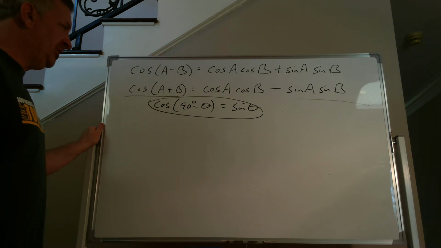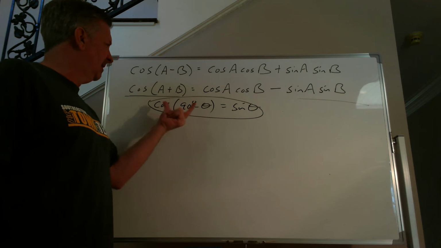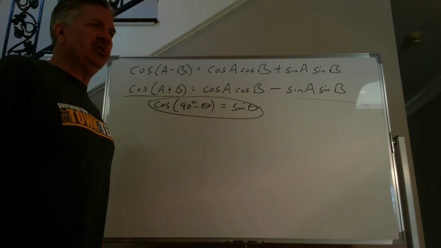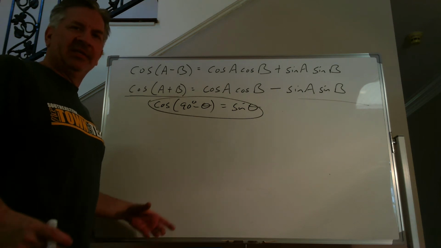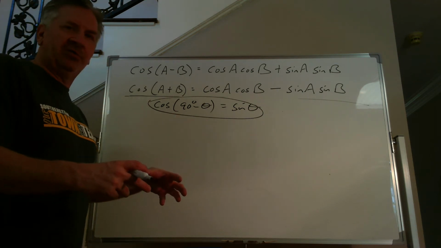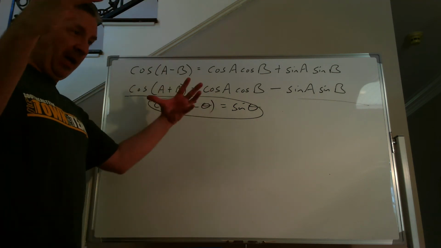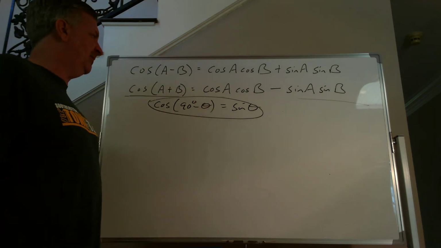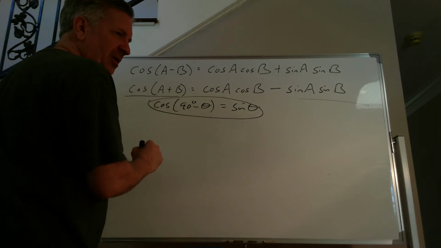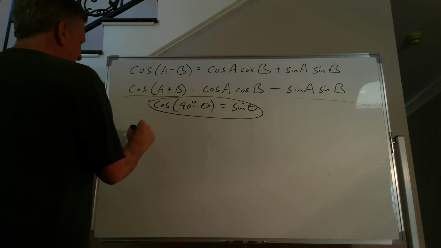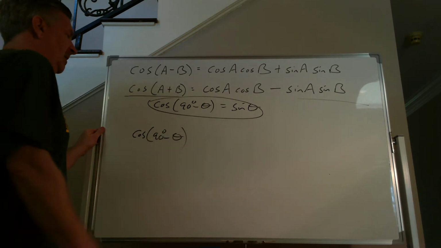So the standard procedure for showing something as an identity is you start on one side and work your way to the other using other things. Typically, I start on the more complicated side because it's easier to destruct than it is to construct. If you start with something simple, it's hard to build. You don't know what to do first. But if it's complicated, then you might want to try to simplify. So I'm going to start on the left. Always write down the side you're starting on. Not everybody's going to start on the same side. So cosine of 90 degrees minus theta.